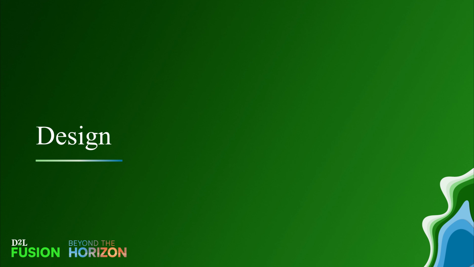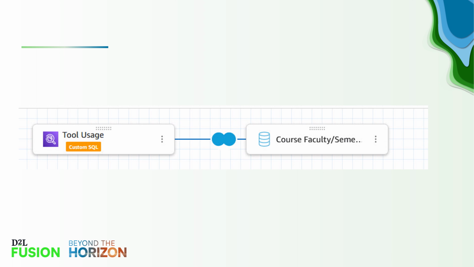So let's walk through the design of the report. This report was built using custom SQL, which I'll walk you through some examples in a moment, that are all unioned together to build one big list, which is joined to a dataset that lists the faculty and semester of all of our courses, so we can aggregate by semester and faculty.